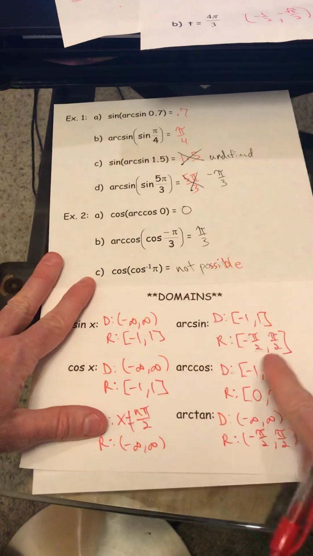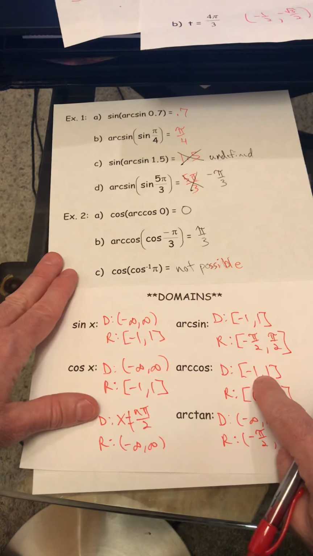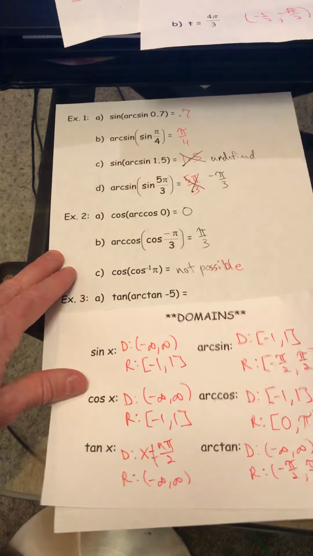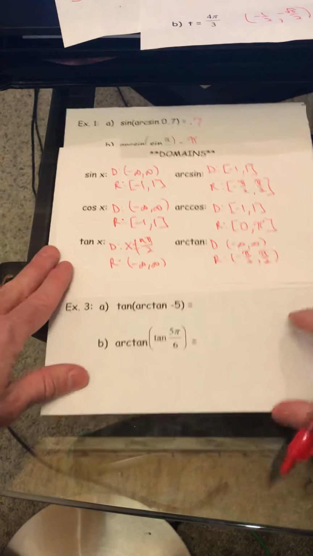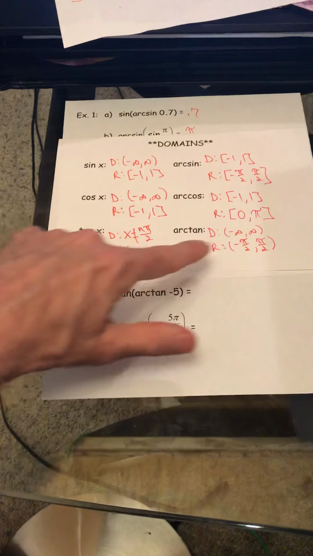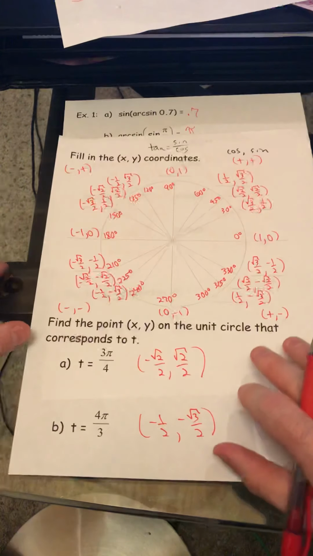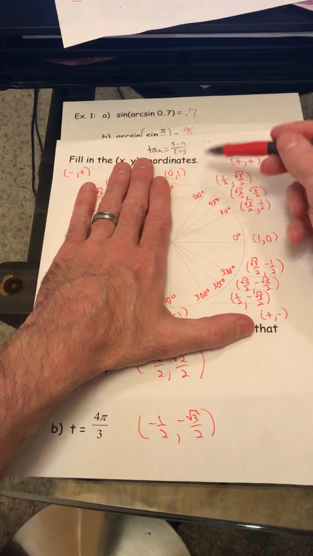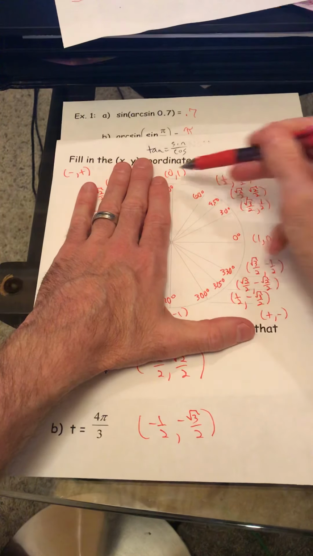Because again, pi is outside of arc cosine's domain from the beginning. And one last example. Now let's talk a little bit about tangent. Now with tangent, the range of arc tangent is negative pi over 2 to positive pi over 2. So just like with sine, we are restricted to the right half of the circle.